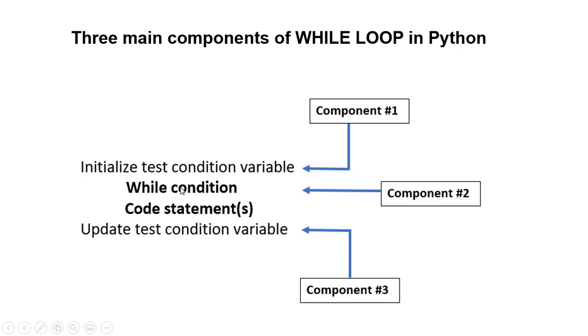However, there is a problem that can occur in that regard. That is, we may end up having an infinite loop. To prevent that from happening, we have to add the third component. That is, updating the test condition variable that we are testing in the while loop condition. Now, with this out of the way, let's actually write some programs that have the while loop condition in them.